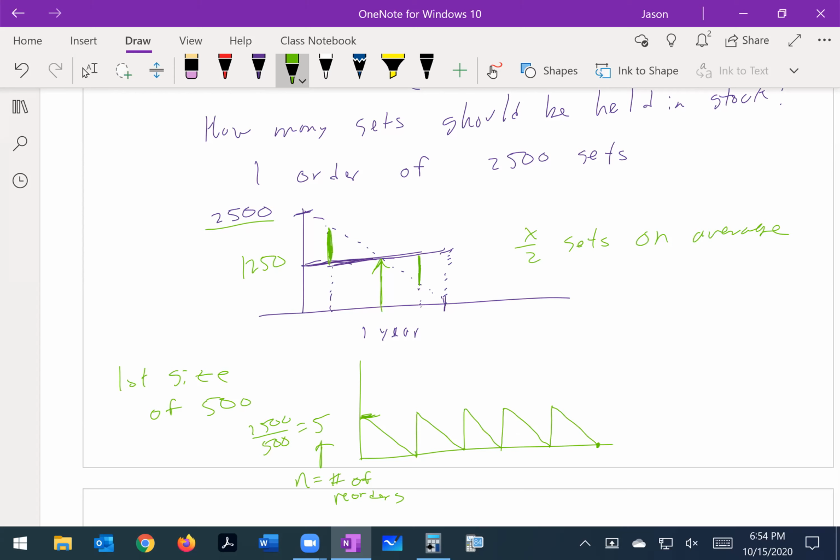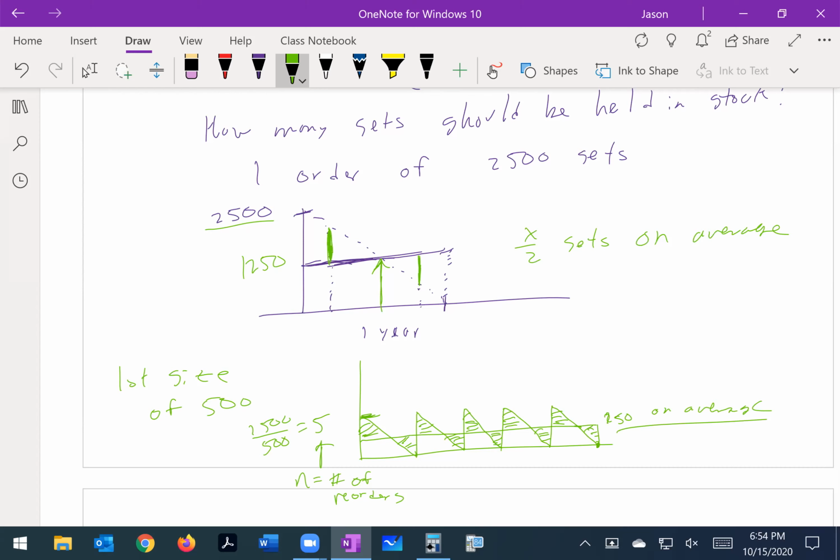So on average, how many sets do I have in my inventory? Well, once again, I just look at the median and see how this area fills in this area, and this area fills in that area, and so on. On average, I will have exactly 250 sets on hand. That's the average amount that I have to pay to store, right?